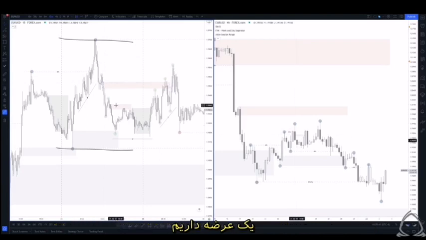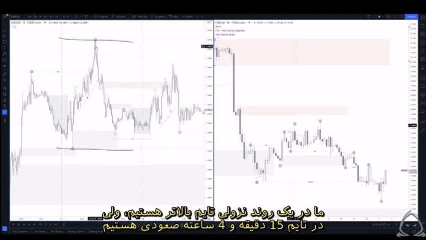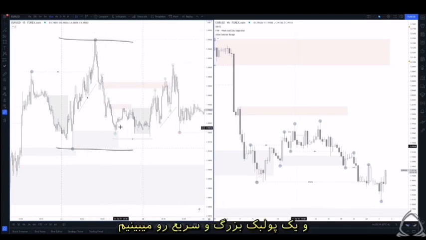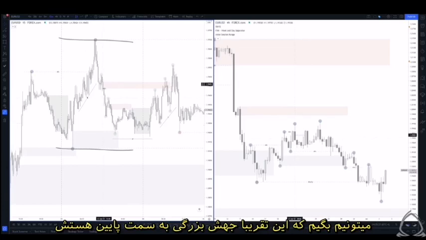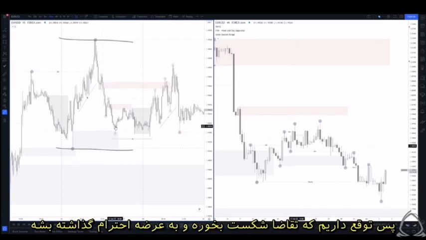We have a supply zone, we have a supply zone. We're in an overall higher time frame bearish trend. We're bullish on the 15 and the 4-hour, and we're starting to see a large aggressive pullback. We can definitely say that this is quite impulsive to the downside. So what we want to be seeing is demand failing and supply being respected.